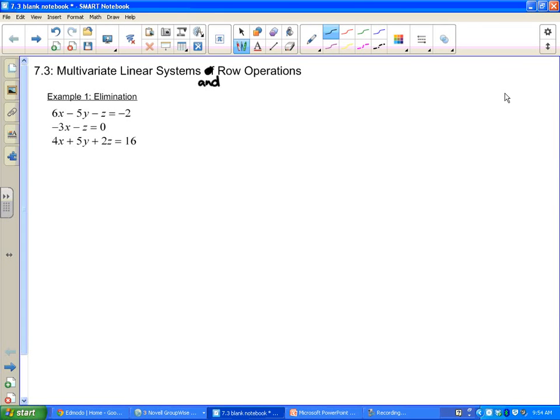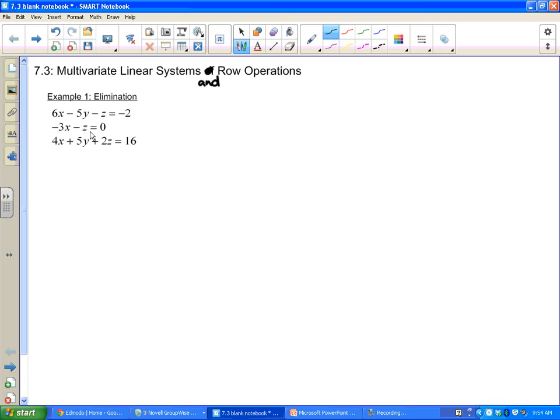7.3 multivariate linear systems and row operations. We're going to start off by using elimination to solve systems of three variables. So on this first example, we have an equation with three variables, an equation with two variables, and an equation with three variables. So our goal here is going to be to make it to where we have two equations that have only two variables, the same two variables in it.